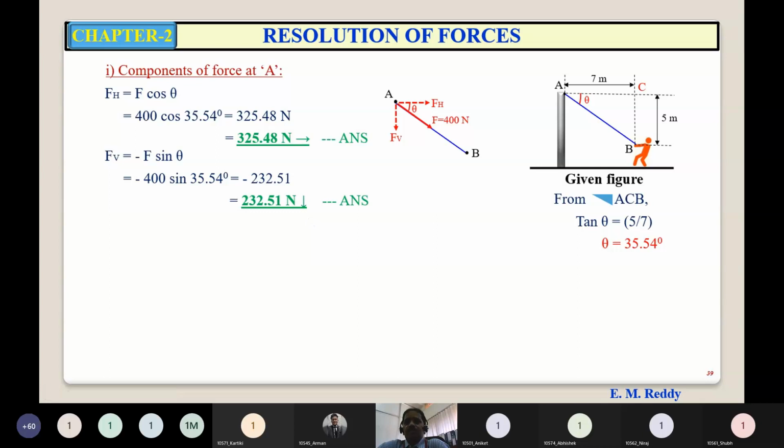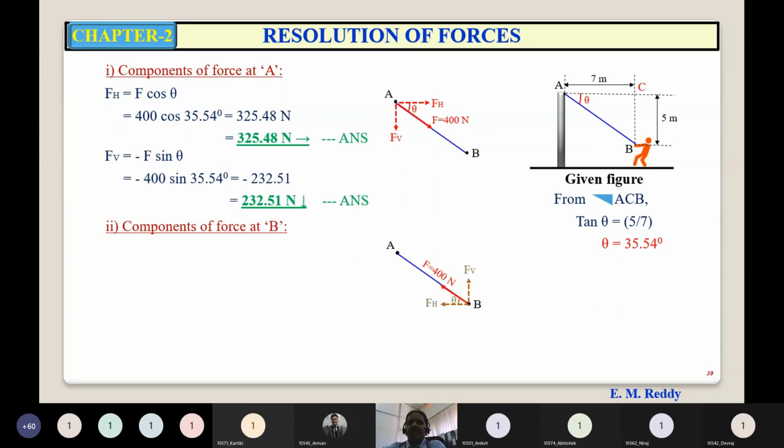Components of force at point B. So, the horizontal component will be 325.48 towards left. And the vertical will be 232.51 upwards. Exactly. Very good. So here we are resolving that force at point B. So being the nature of force in the rope is tensile, when you are considering point B, it will act from B to A. It is a pulling force, right?